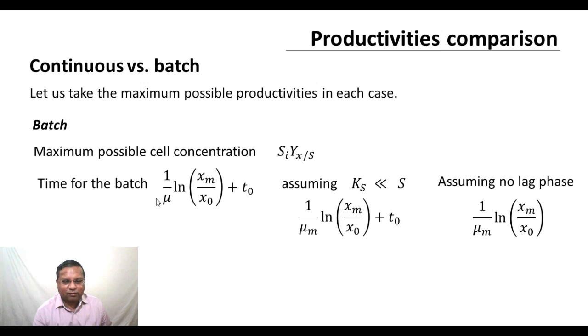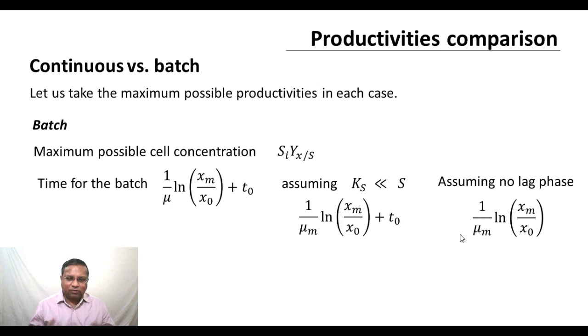Here I have just replaced mu with mu m, saying when Ks is much less than S, then you would be at the maximum specific growth rate, the asymptotic value. So 1 by mu m ln of xm by x naught plus t naught. And if we assume no lag phase, it starts growing right from the beginning, which happens many times, then we can completely ignore the lag time here. And so 1 by mu m ln of xm by x naught.